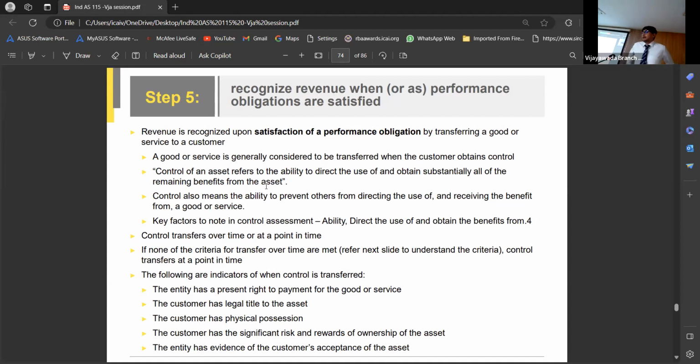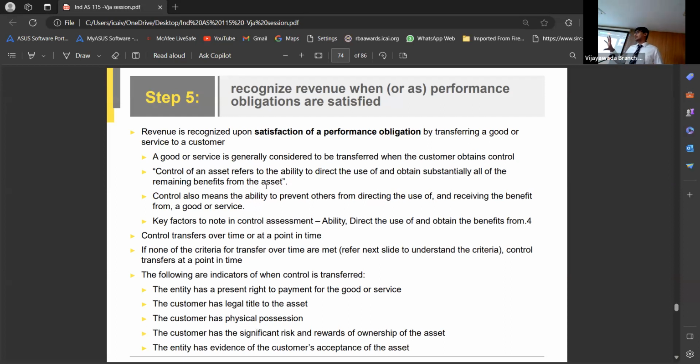We all know AS9, right? AS9 standard. When should we recognize revenue as per AS9? What is the main criteria for recognizing revenue under AS9? Risk and rewards. Excellent. You can say this control is that important, like how we used to see risks and rewards in AS9, relatively.